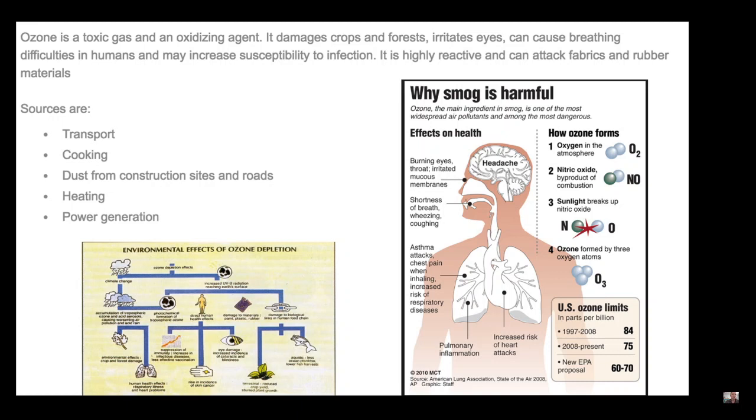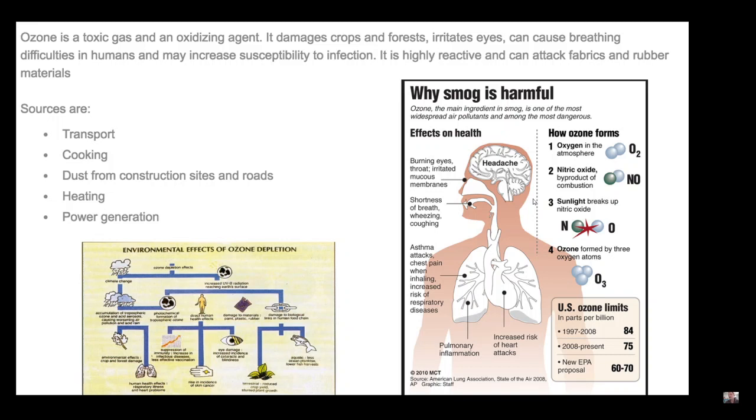Most of our sources of these come through transportation, cooking, dust from construction sites and roads, heating and power generation. I would stop on this slide right here, and you can see why smog or ozone is harmful to your body, on the right side. Just know: burning eyes, irritated throat and mucous membranes, shortened breath, wheezing, coughing, asthma attacks, chest pains when inhaling, increased risk of respiratory diseases, increased risk of heart attack, pulmonary inflammation. I like that little graphic because it really sums up ozone for you.